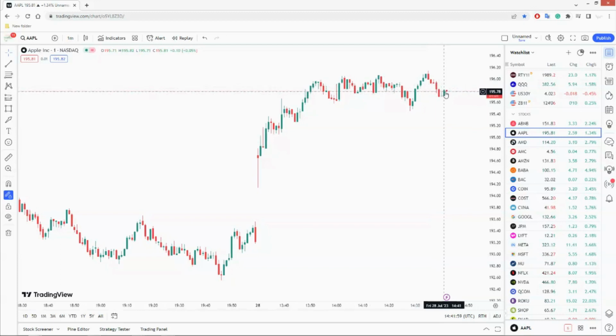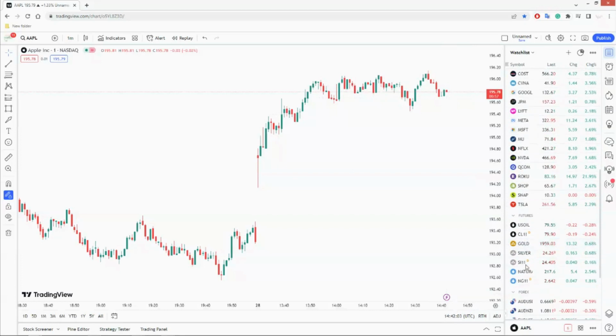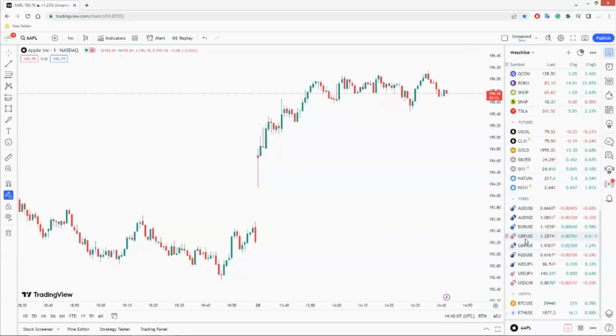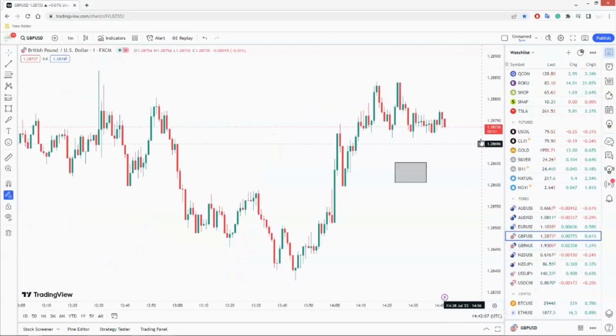Now, let's run real quick. We're going to leave Apple here. We're going to run back to our pound. We're coming right back. All right, so they're still just sitting here. They haven't broken that bar. Remember, I told you that was one of the setups.